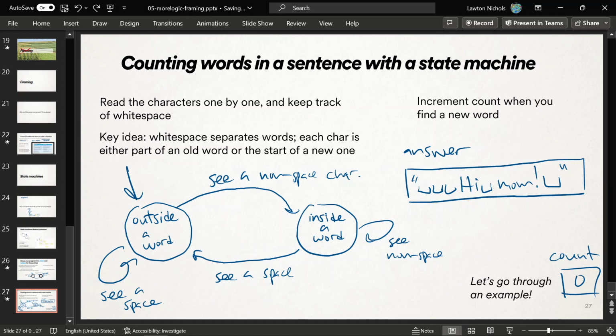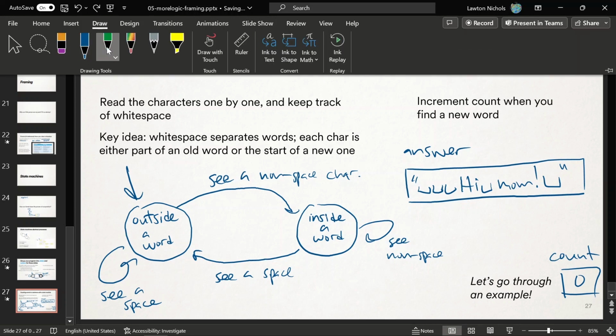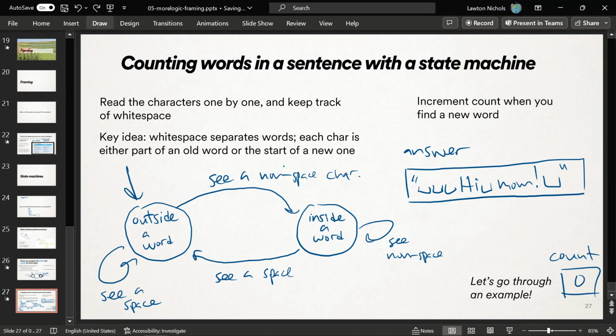Because that's going to be the magical part. Does anybody see it? It's a little subtle. But it is going to be this one. The second we were outside a word and we just found a new one, where we plop ourselves inside of a word in that state, the second we do that, we should add one. All right? And so now let me walk you through what's going to happen as we do all this.